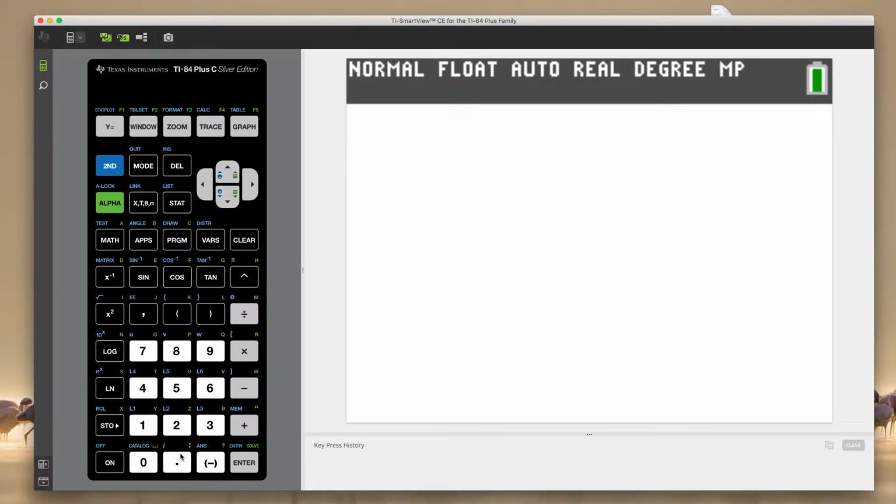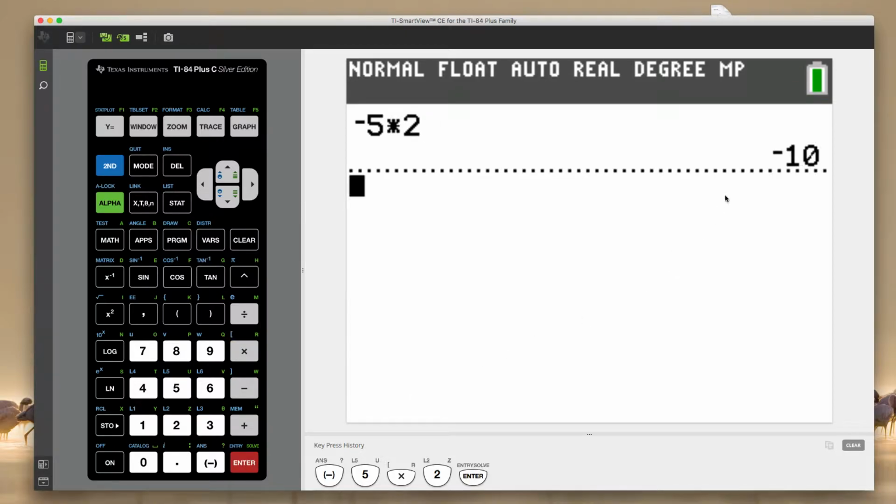So what we're going to do here, this button right here, this is the negative button. Notice that you have a negative button right here, and you have the minus button. If you want to make a negative number, you have to use this button. So we're going to click this one, -5 times 2. And that gives you -10.